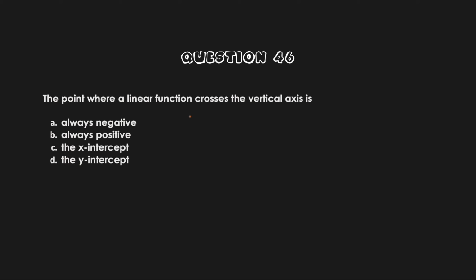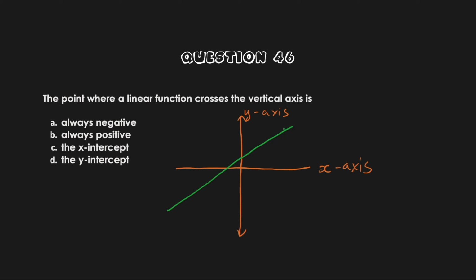So the question says, the point where a linear function crosses the vertical axis. What is that? So we have two lines. Remember, we have two lines. The x-axis, which is the horizontal axis, just like the horizon on the beach. And then we have the y-axis, which will be the vertical line. So if we have a random line that's a linear function and it passes through these two lines, we're talking about the vertical axis now, which is the y-axis. It crosses right here, okay?